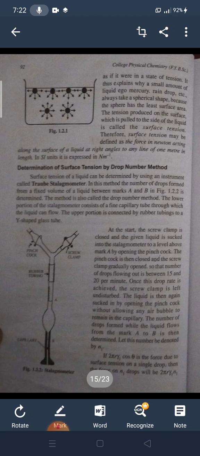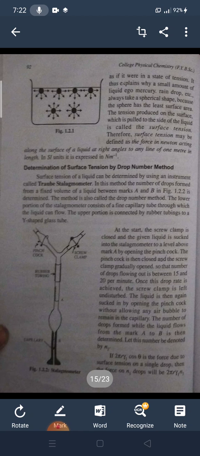It may come for the MCQ: the definition of surface tension. Please see this. What is the surface tension? That is the tension produced on the surface which is pulled to the side of the liquid, called the surface tension.